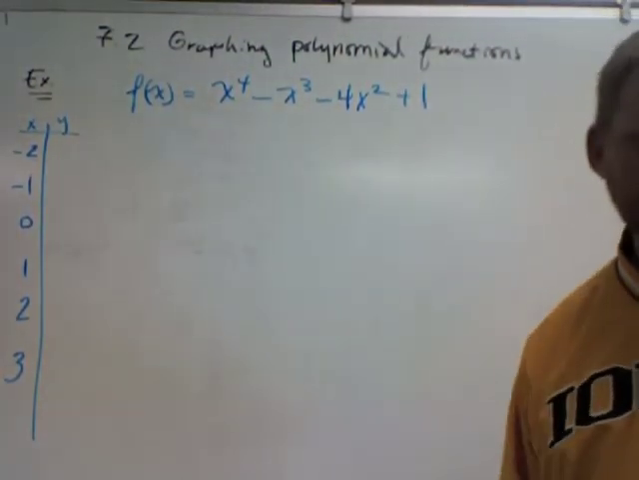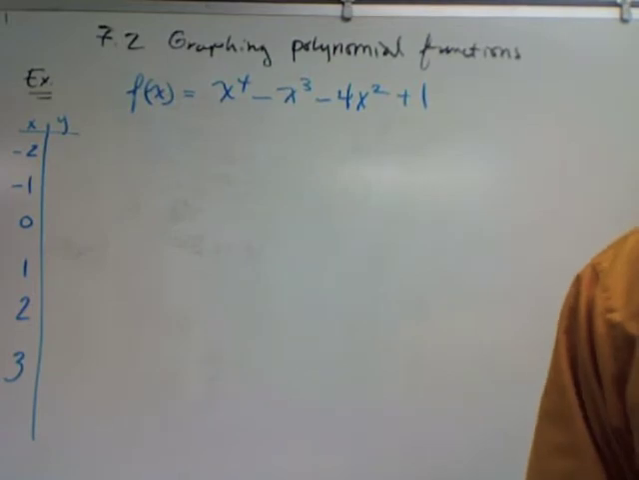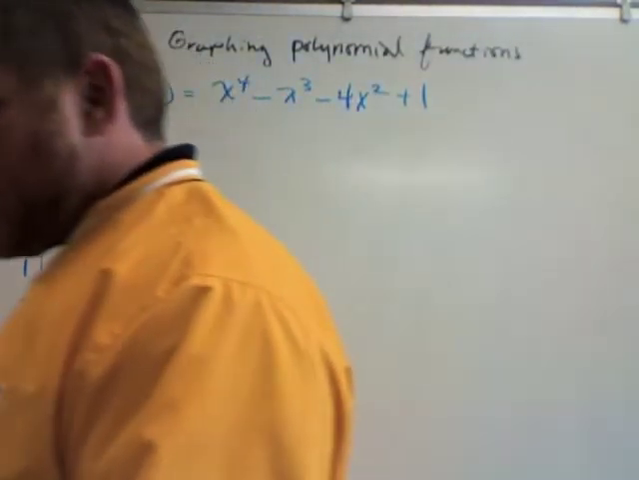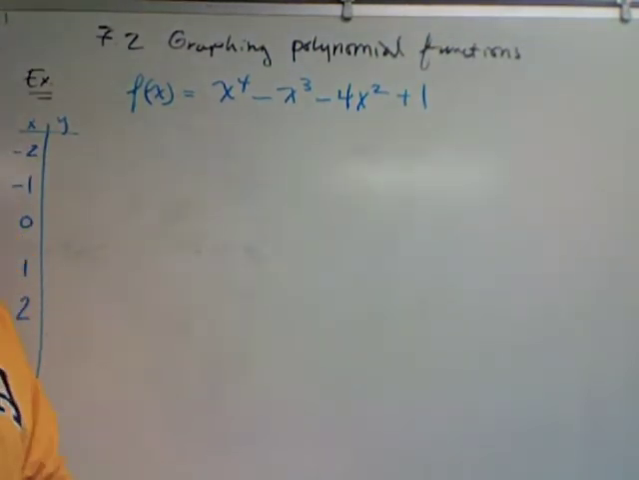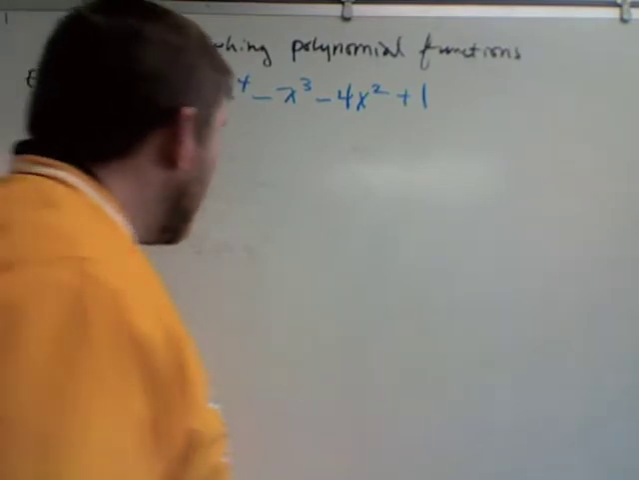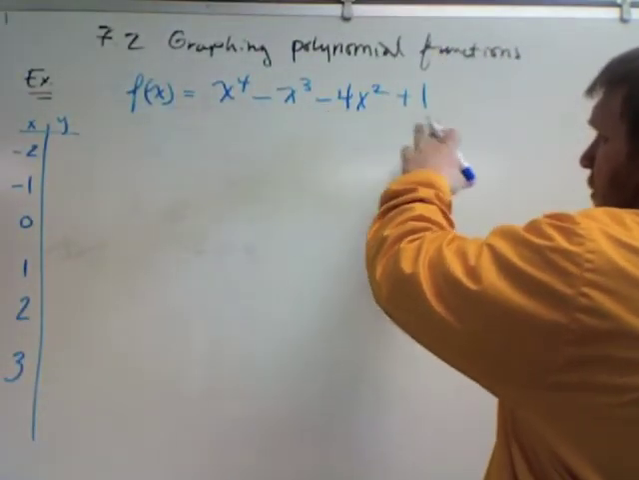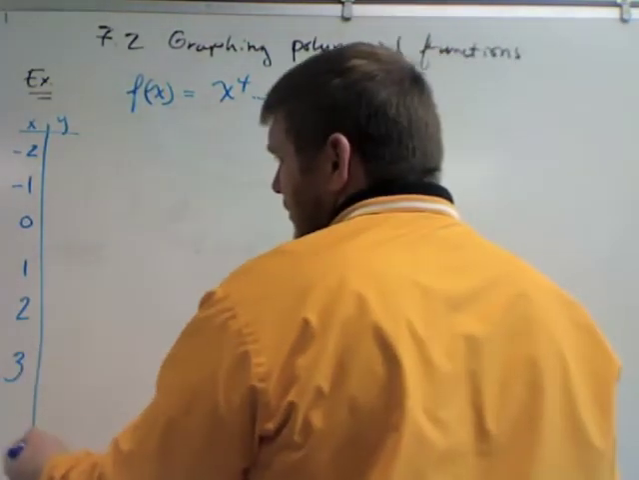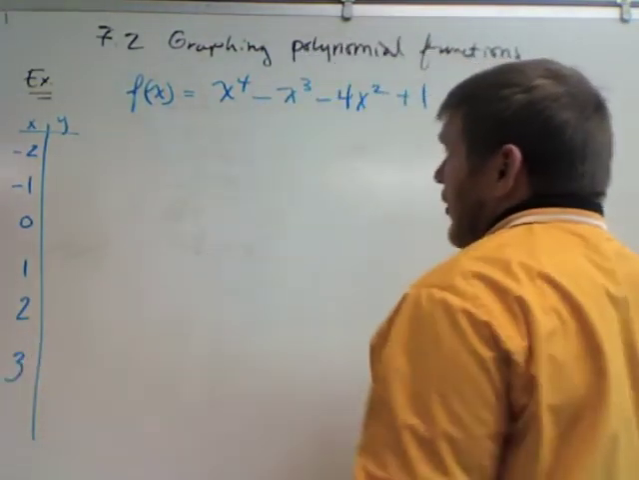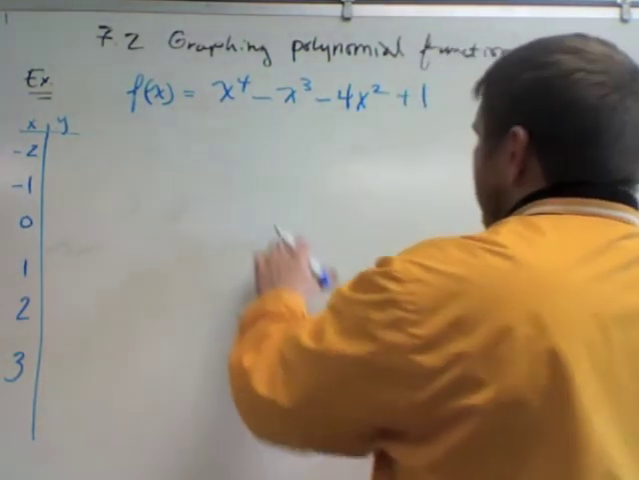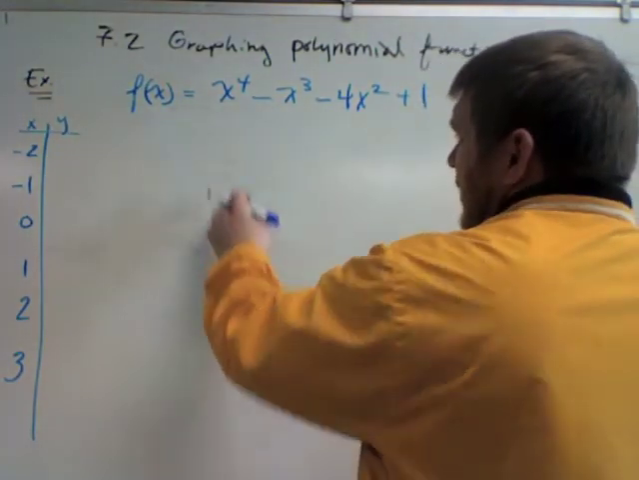All right, so just the second example here. Going to locate the zeros a little bit more accurately, and explain that just a little further. So I have an example here. F of x equals x to the 4th minus x cubed minus 4x squared plus 1. Again, a table of values. I'm just going to plug these in mentally and try to figure this out as quickly as I can.